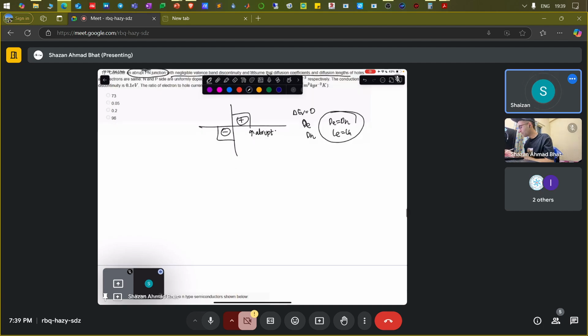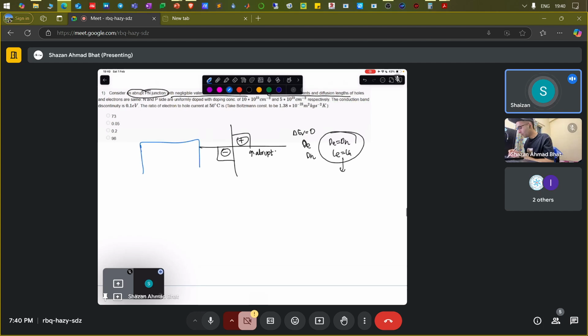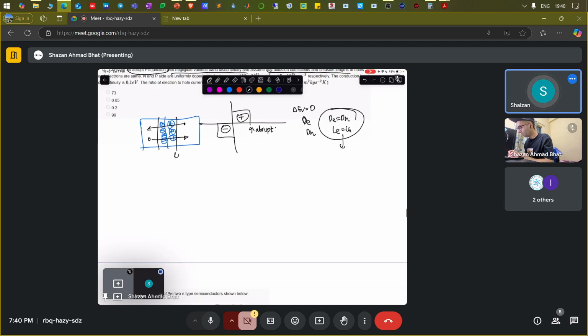Now, what are these quantities? The diffusion length is the length an electron travels before it diffuses or recombines with a hole. Let's say this is a p-n junction. This is positive, positive, positive, negative, negative, negative. These are depletion charges. If an electron is going from this end to this end, a hole is going from this end to this end in equilibrium.